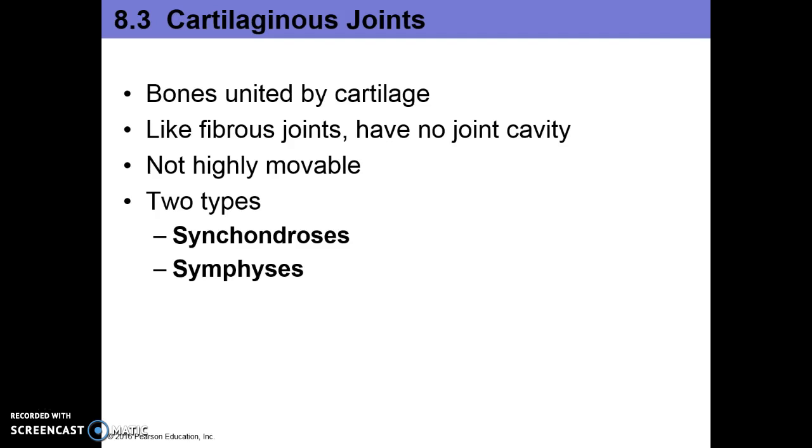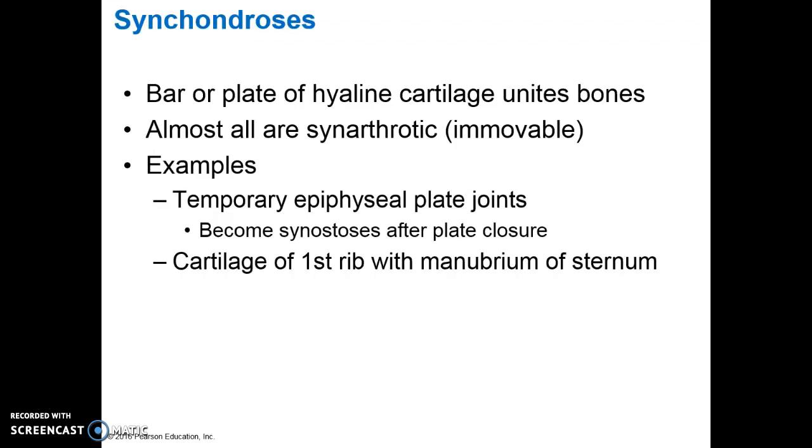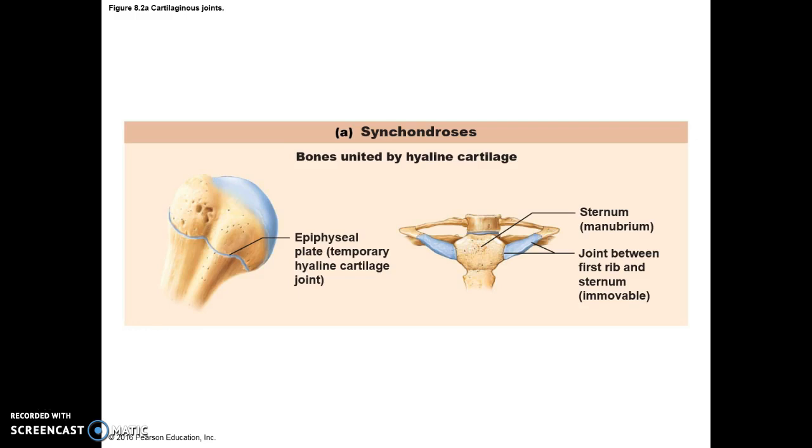Next is cartilaginous joints. These are bones united by cartilage. Like fibrous joints, they don't have a cavity and are not highly movable. The two types are synchondrosis and symphysis. An example of synchondrosis would be the epiphyseal plate, which is a temporary hyaline cartilage joint.